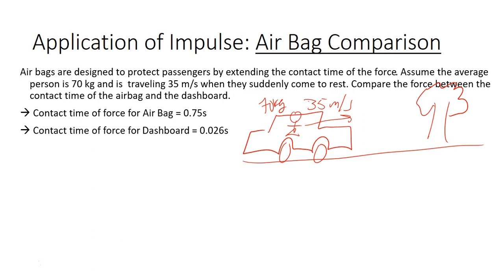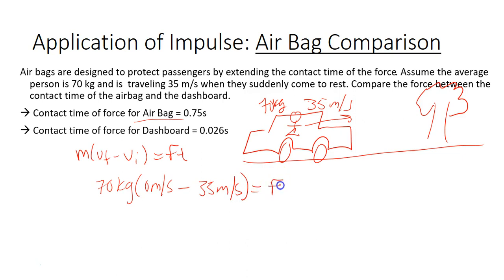Let's look at the dashboard contact time versus the airbag and compare the forces. I'm going to use the impulse momentum theorem, which says that the change in momentum is equal to Ft. Let's do the airbag first. This would be 70 kilograms for the person. The final velocity is zero because they stop. 35 meters per second is equal to force times 0.75 seconds. Let's solve for this: 70 times 35 divided by 0.37. You get negative 3266.7 newtons of force with the airbag.